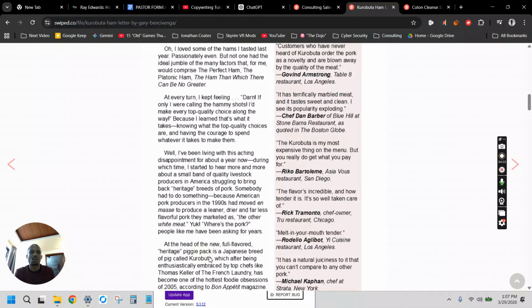So it took them going through all of that in order to find this. And the problem is they keep making this more lean, drier, and far less flavorful pork, which I'm sure the person who's reading, who's interested in ham, is probably thinking, man, he's absolutely right. And now he's educating right here.